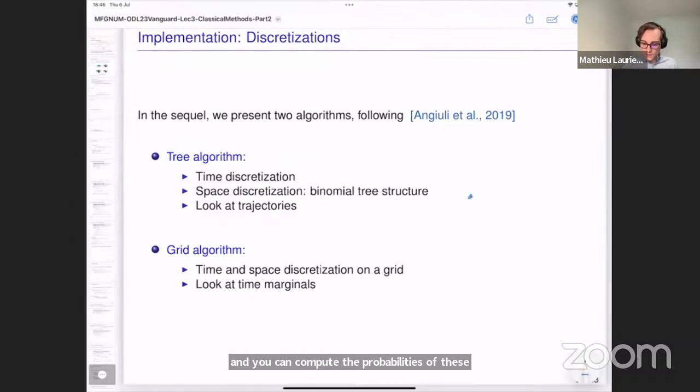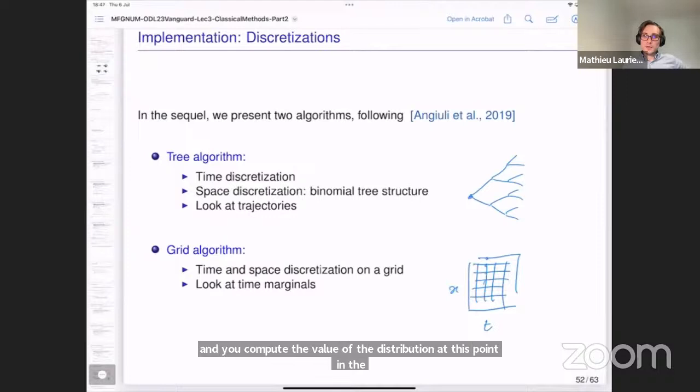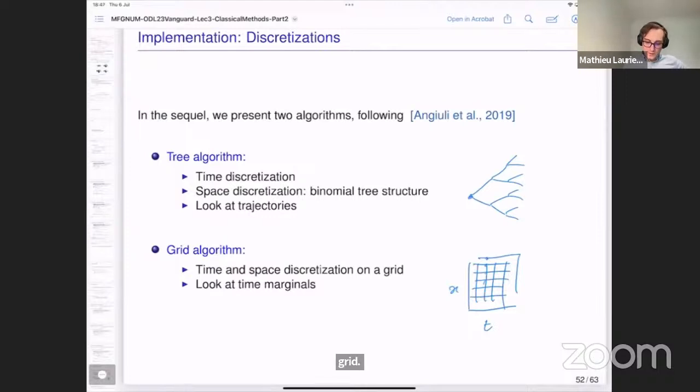In the first case, you start from X0, and then you have two possible locations, etc. So you see that you have possibly exponentially many locations in terms of number of time steps, whereas in the other case, you have a grid in time and space. Here, this is time and this is X, for example, and you compute the value of the distribution at these points in the grid. For the sake of time, I'm probably going to skip the details, but you can check this paper, which has more details and numerical experiments.